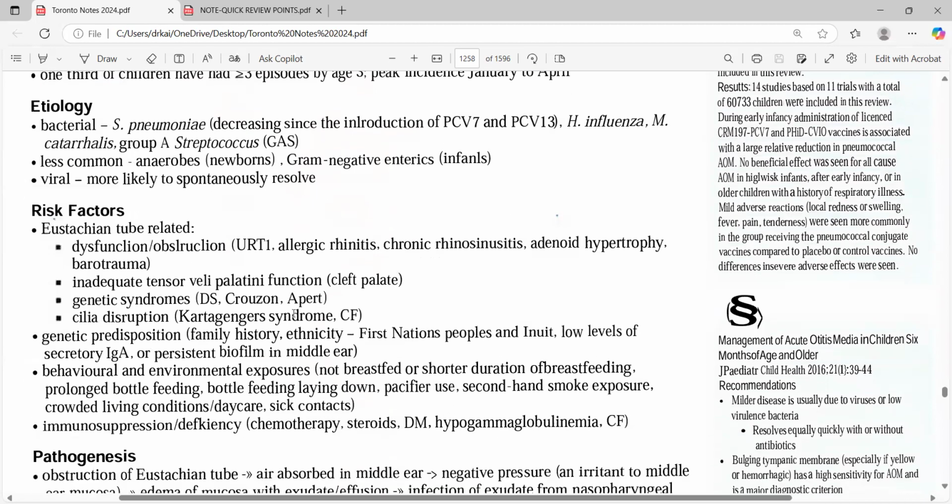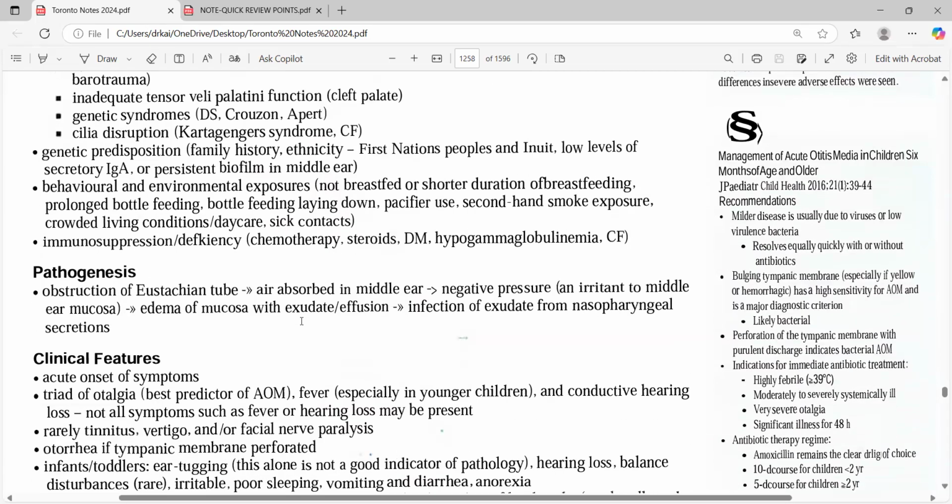Then the tube related, so it's basically a respiratory tract, allergic rhinitis, all of them could be there, and then cartagener and cystic fibrosis if they are having it over and over again.